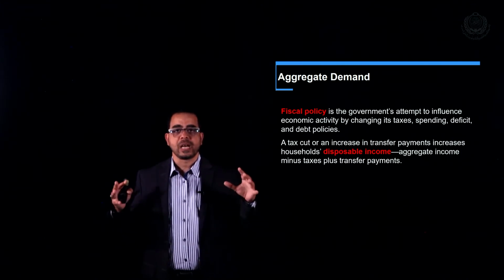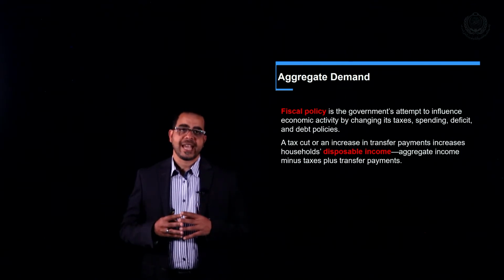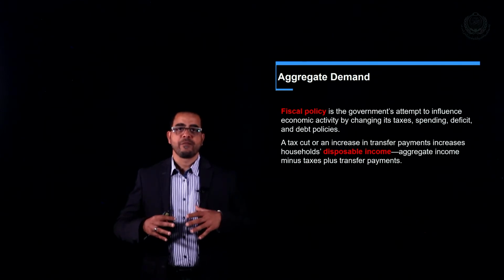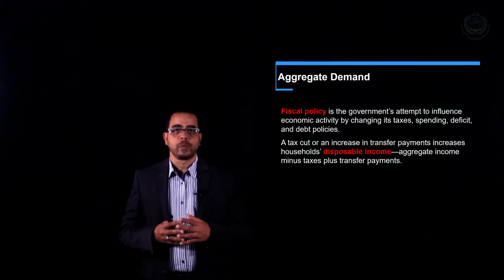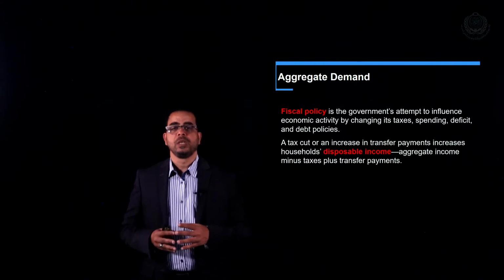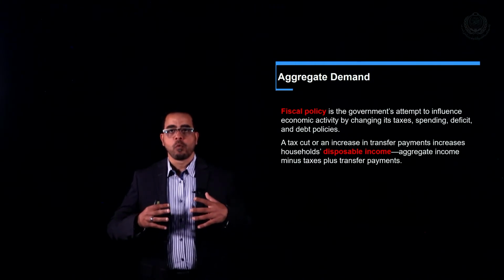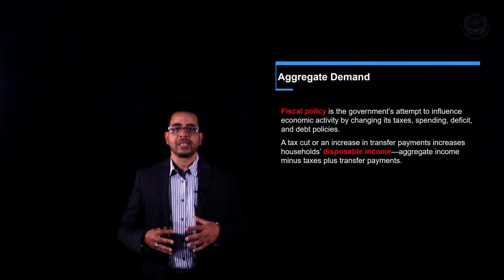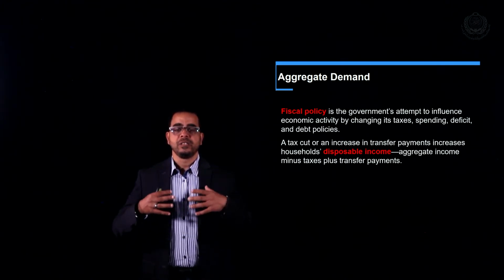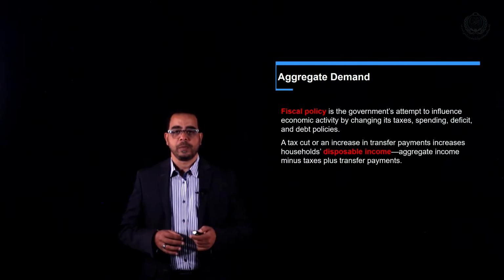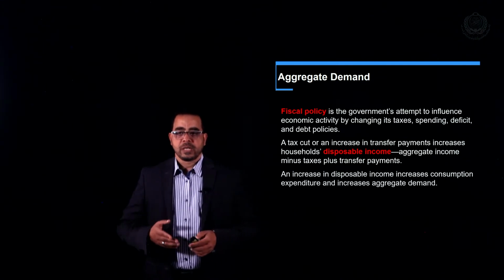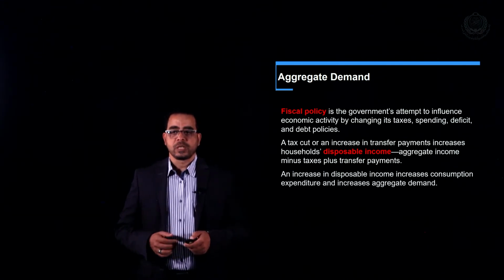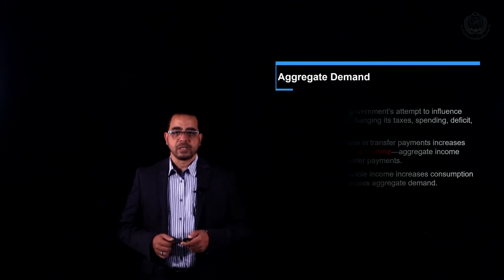So if the government decides to decrease the tax rate, this means that we have more available income to spend, which we call disposable income. And as we have more available income to spend, this means a higher demand over the real GDP. So an increase in disposable income increases consumption expenditure and increases the aggregate demand.